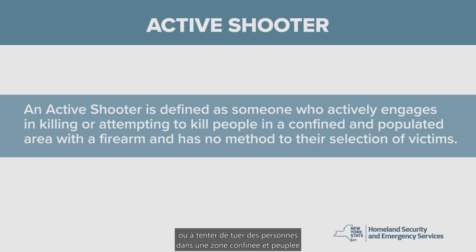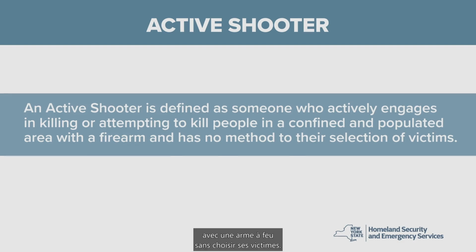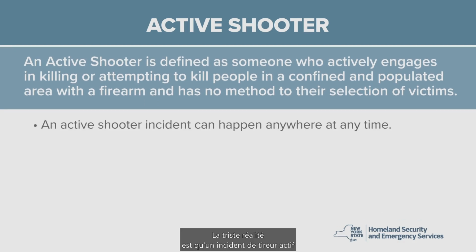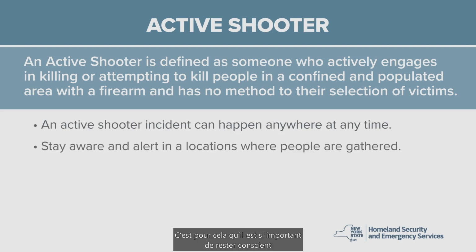An active shooter is defined as someone who actively engages in killing or attempting to kill people in a confined and populated area with a firearm and has no method to their selection of victims. The sad reality is that an active shooter incident can happen anywhere at any time. That's why it's so important to stay aware and alert whenever in a location where people are gathered, such as a shopping center, hospital, office building, club or restaurant, school, fair or festival, or house of worship.